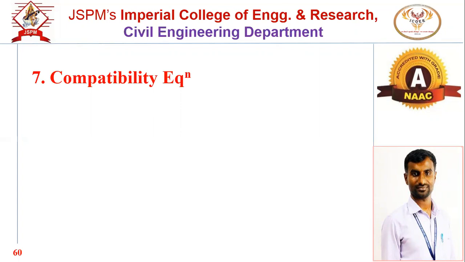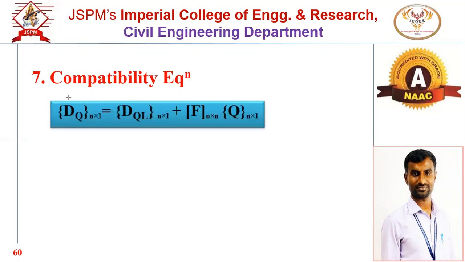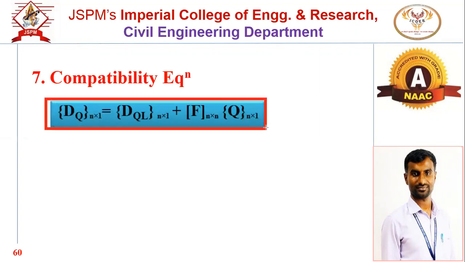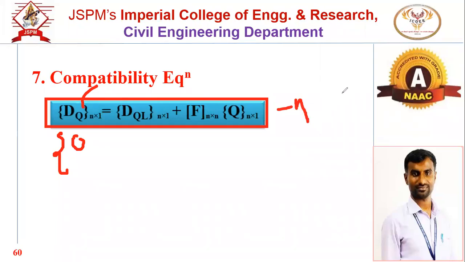So here in flexibility, this is the equation. What we are interested in: DQ is equal to DQL plus F into Q. Okay. Now this DQ is the displacement or the settlement given in the numerical. Here no displacement is given. So it is the column matrix of order n by 1, where n is the DSI. In our numerical, DSI value is 2. Okay, DSI value is 2. So it will have 2 elements like this. So the order will be 2 into 1.